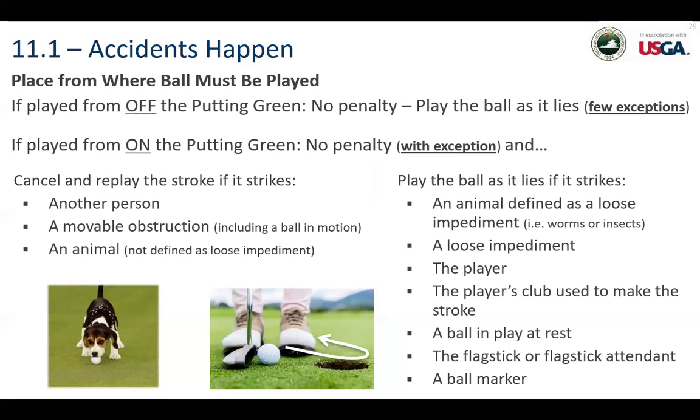All of those that I just talked about were if the ball was played from off the putting green. Now, if we have played a ball from on the putting green, there's going to be no penalty, with an exception that I'll cover here at the end. And whether we play it as it lies or cancel and replay depends on what actually caused that ball to be deflected. You're going to play the ball as it lies if it strikes an animal defined as a loose impediment, so worms, ants, etc. I'm not going to be able to cancel and replay. That's going to be play the ball as it lies. A loose impediment, obviously, play it as it lies.